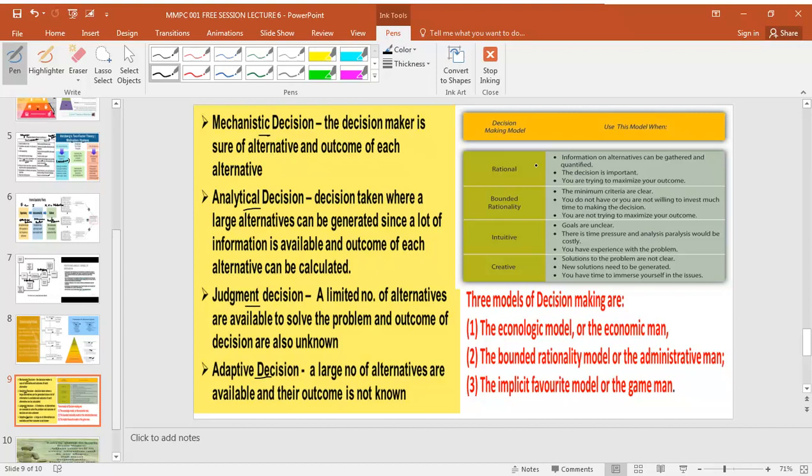Then intuitive means goals are unclear and there is a time pressure, but you have experience with these sorts of problems, so depending upon your intuitiveness and your prior experience, you are making a decision. That is known as intuitive decision making. Then creative, so that is where the solutions to the problems are not clear and there are no ready solutions. The creative means when we come to the marketing ad and all, it's a creative decision, so that is coming under the creative decision making model, right? So the three models of decision making are the rational model, the bounded rationality model, and the implicit favorite model or game man model. So these are the three other types of models of decision making.